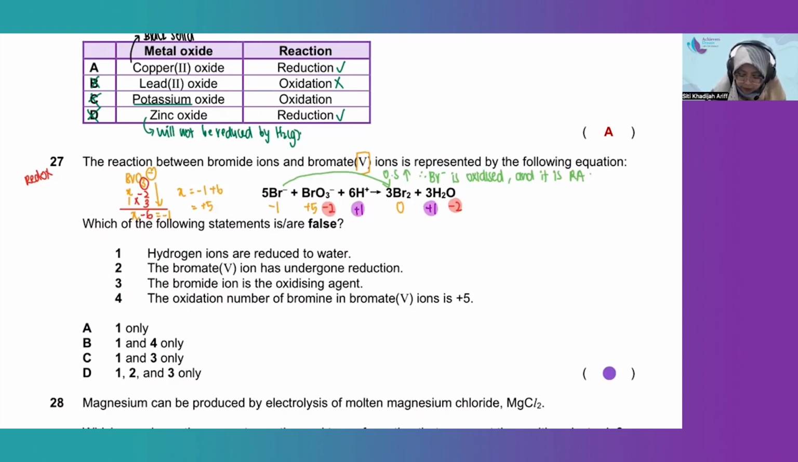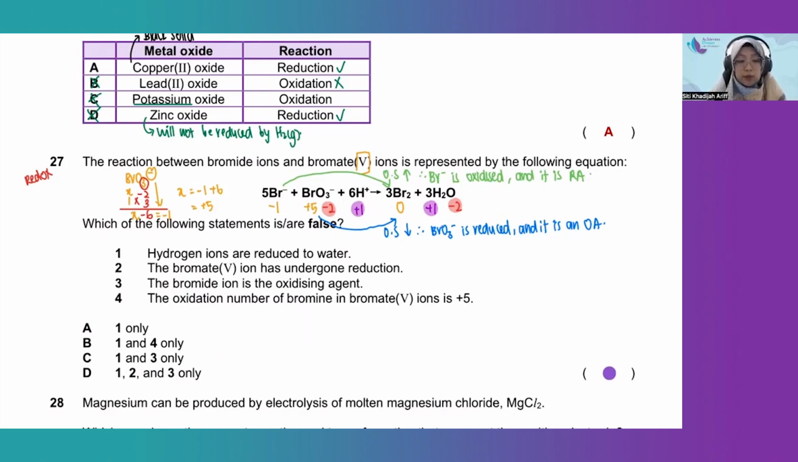Now the other ion, the bromate ion. The oxidation state of bromine goes from plus 5 to 0. How did it change? It decreases, right? Plus 5 dropping to 0 means the oxidation state decreases. So this tells us that the bromate ion is reduced, and if it itself undergoes reduction, it is an oxidizing agent. With that mentioned, let's start to classify the statements as true or false.